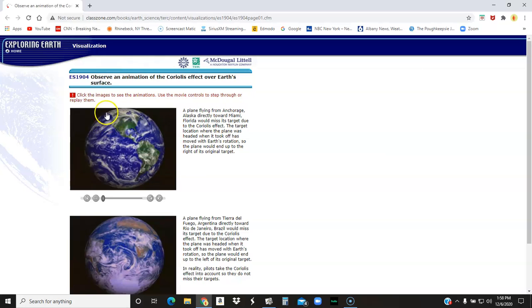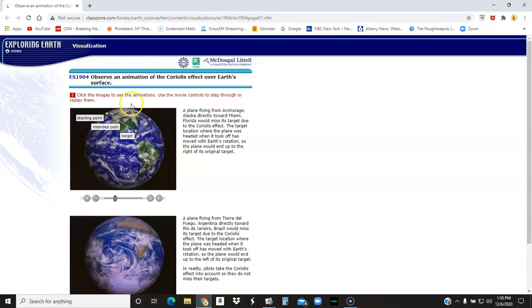As the plane is in the air, the plane leaves Anchorage, Alaska, and starts to head in a straight line toward Florida. While it's flying, the Earth, remember, is rotating to the east, to the right in this picture, which means you're going to miss your target to the right. So let me hit play and you'll see that.